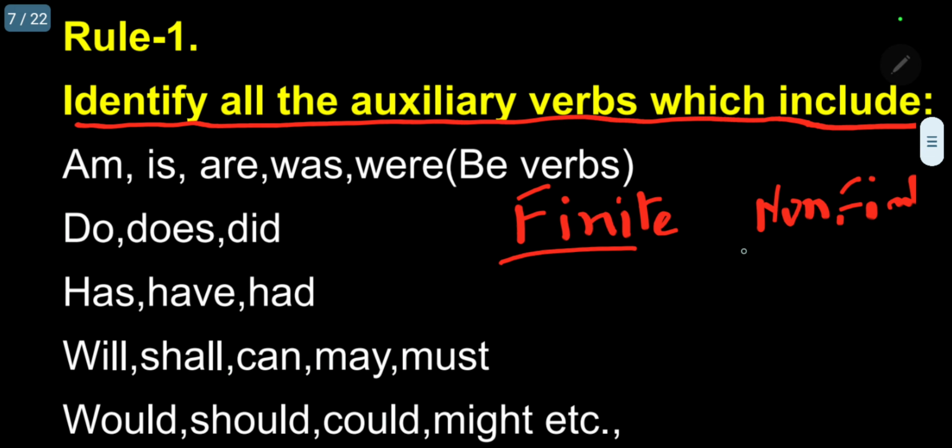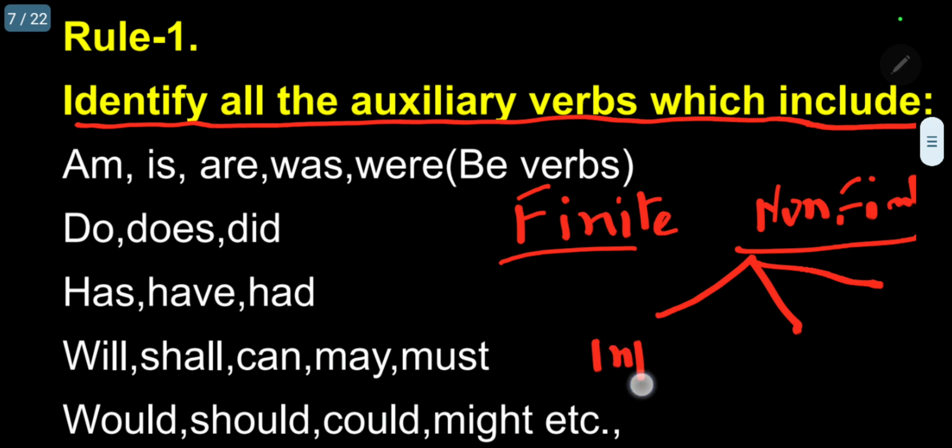Finite verb and non-finite verb. Let me concentrate. Finite verbs, let me leave this. I will come for the non-finite. There are 3 types. One is infinitive. Infinitive is formed by adding to: to go, to see, to run, to walk.